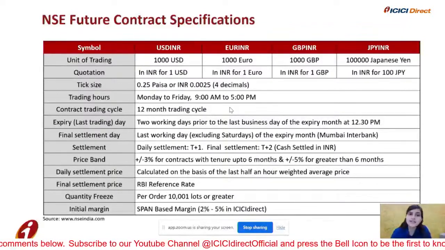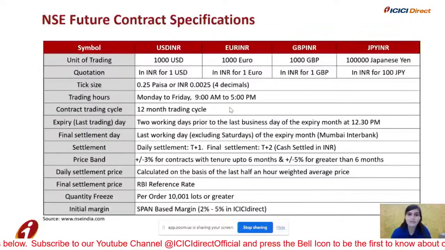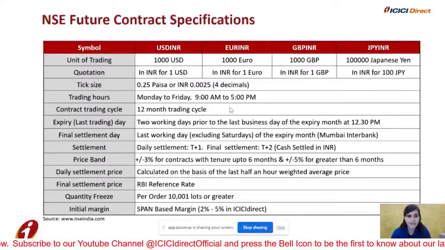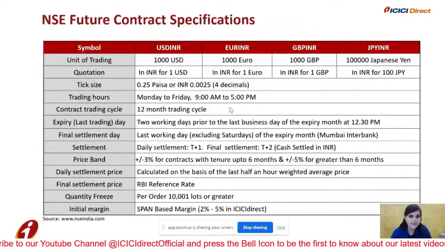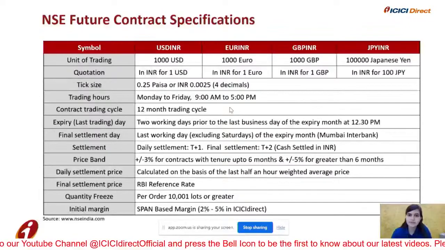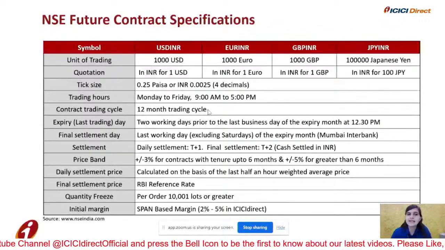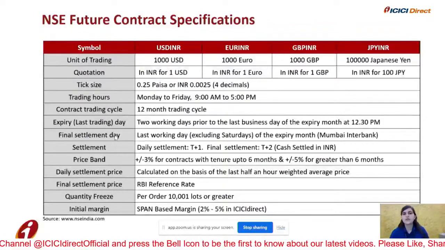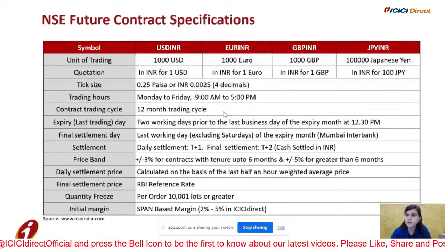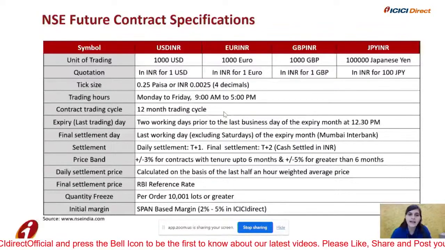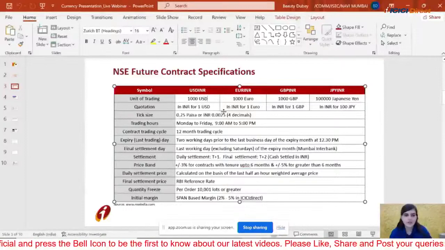Trading hours, someone has asked in the chat what are the trading hours. So you can trade in currencies from Monday to Friday, from 9 a.m. in the morning till 5 p.m. in the evening. This is the trading hours. It's not 9:15, it's 9 a.m. to 5 p.m. For contract trading cycles, you can get contracts for the next 12 months, futures and options.